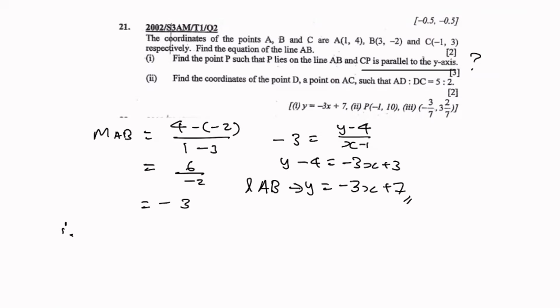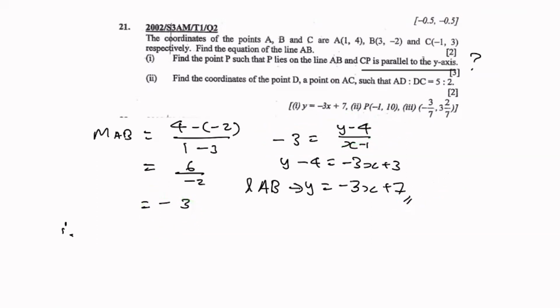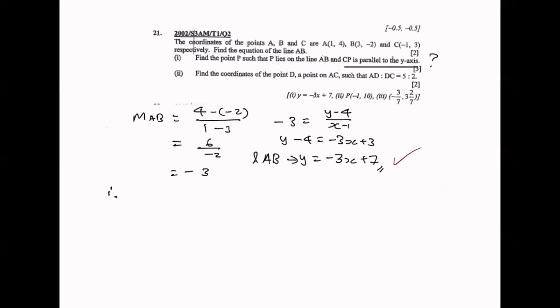Okay, let's read the question first. The coordinates of the points A, B, and C are given respectively. Find the equation of the line AB. Find the gradient, use the point slope formula, get the equation. Done. Very good. Find the point P such that P lies on the line AB and CP is parallel to the y-axis. Wow. Let me visualize what's going on.